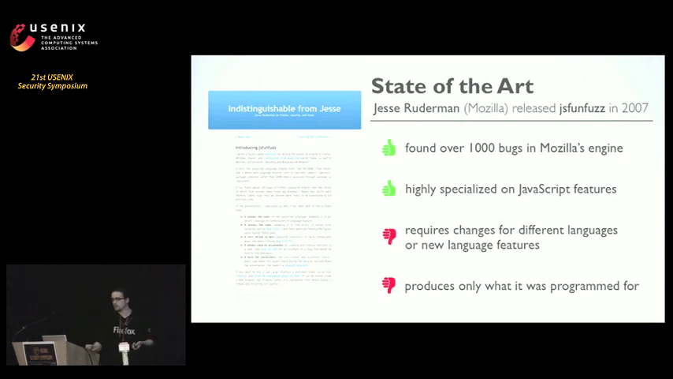And he also found bugs, of course, in other JavaScript engines, and it's also highly specialized on JavaScript features. So you can find very complex problems in corner cases of the JavaScript specification. The downside is, of course, if you want to test a different language or if you want to test new language features that are added to JavaScript, for example, if harmony features, which is the successor of JavaScript, are added, then you will, of course, have to change the fuzzer. And the second thing is that it only produces what it was programmed for. So if you forgot a certain area in a JavaScript specification, then you will never test it.